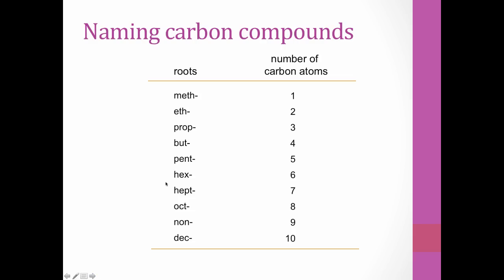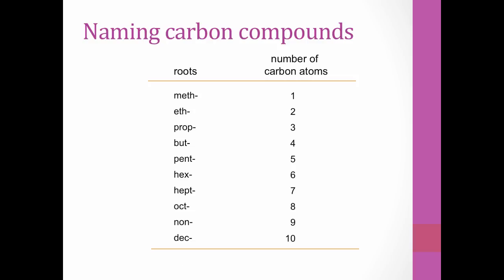So when we name carbon-containing compounds, we name them using prefixes and suffixes, similar to how you learned to name covalent compounds in grade 9 and grade 10. But in this case, we use roots to determine the number of carbon atoms present and suffixes to tell us the types of bonds or groups that are present. So the roots that you're going to use are meth, indicating 1 carbon atom, eth indicating 2, prop indicating 3, but indicates 4, pent indicates 5, hex indicates 6, hept indicates 7, oct indicates 8, and so on.